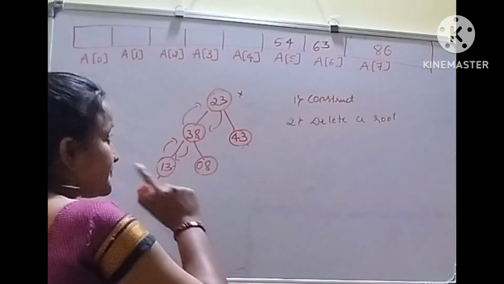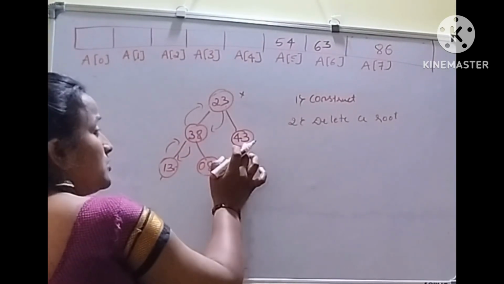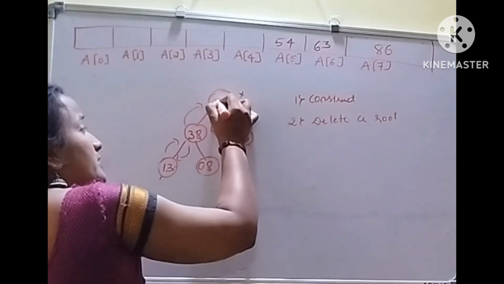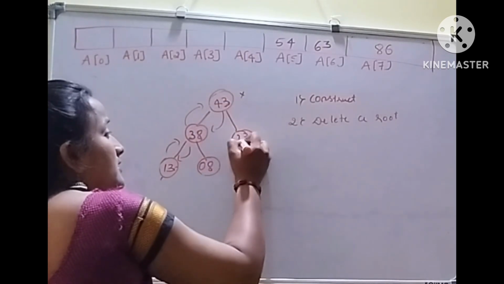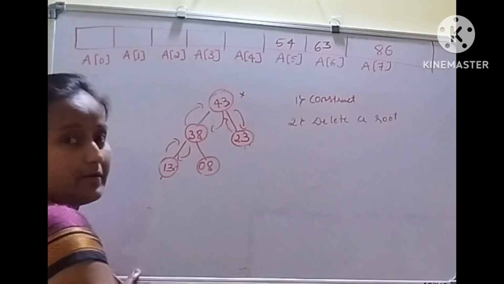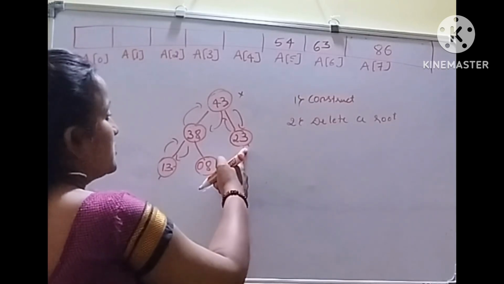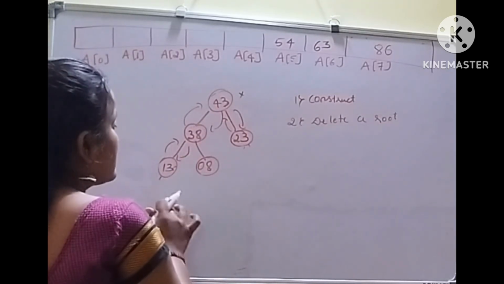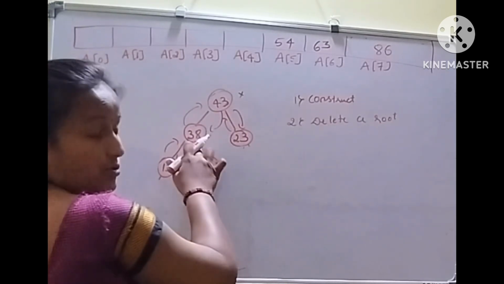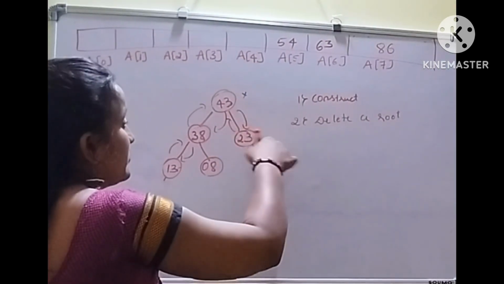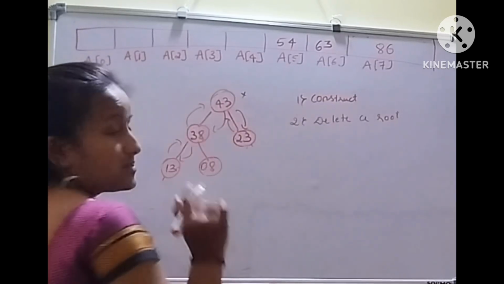Now after this, check out the rule of these two. Among these two, 43 is greater. The 43 will come here and 23 will go here. These two will be swapped, exchanged. Now check out these two. These two are smaller than this node, so that is accepted, and these two are also smaller than this node, so the rule is also accepted. Now after deleting this one, the tree is constructed again. This is the constructed tree now.